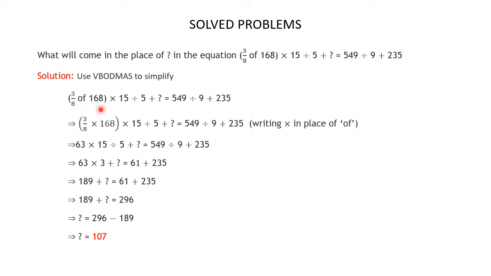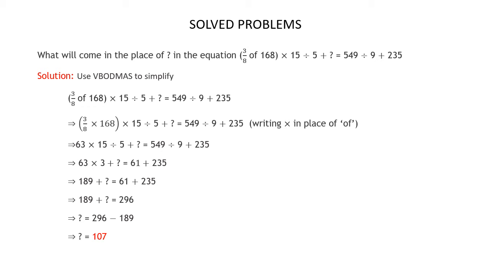So this expression becomes 3 by 8 multiplied by 168. Now the first order of operation is that you have to solve whatever is given within the brackets. So 3 by 8 multiplied by 168 is 63. The next order of operation is division. So 15 divided by 5 is 3. 549 divided by 9 is 61. So now you have the expression as 63 multiplied by 3 plus question mark is equal to 61 plus 235.